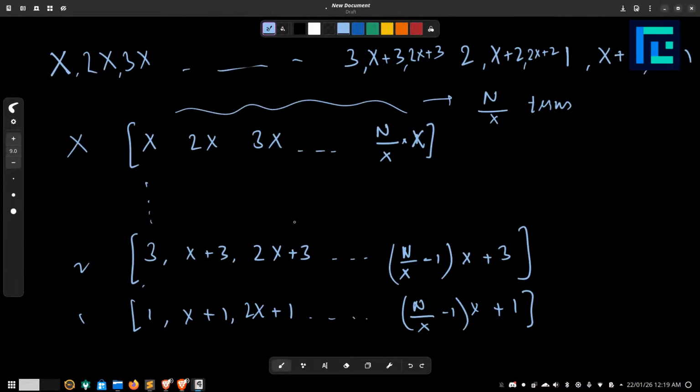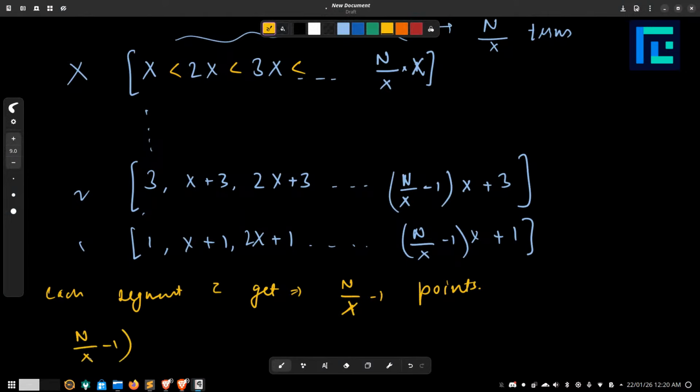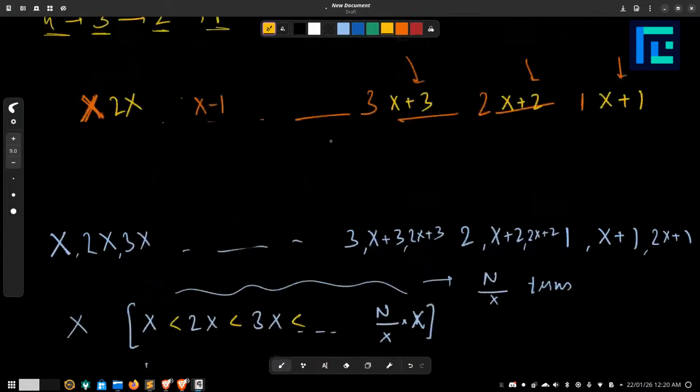For each segment, because of the property pi less than pi plus 1, this is less than this, this is less than this, I get n by x minus 1 points for each segment. And since there are x segments, n by x minus 1 into x total points from this condition.